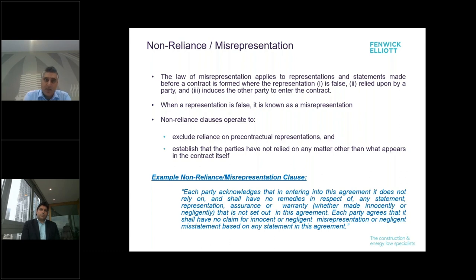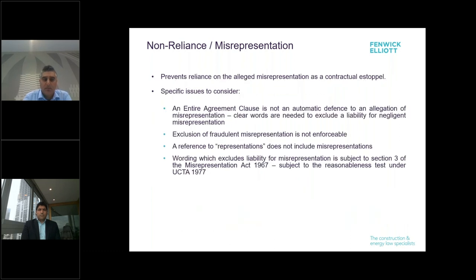There's normally a statement that says that there's no reliance on any representation which is not included in the contract, i.e. what we refer to as a non-reliance statement. There is generally a statement, as there is in this clause here, excluding liability for misrepresentation, and also a waiver of non-contractual remedies. Okay. Now, a properly drafted non-reliance clause is effective because it prevents reliance on an alleged misrepresentation as a contractual estoppel and prevents a claim being made in relation to misrepresentation.